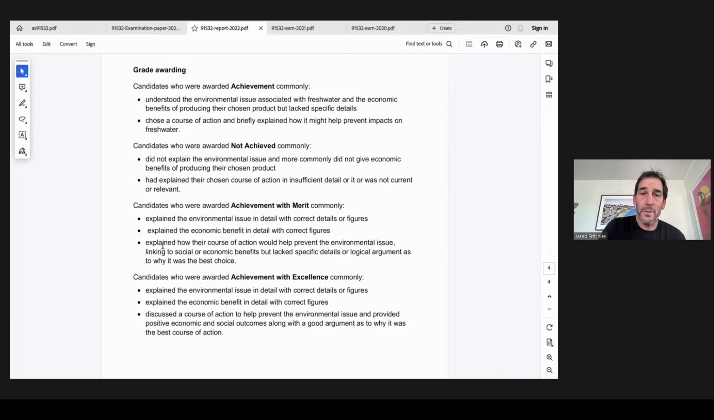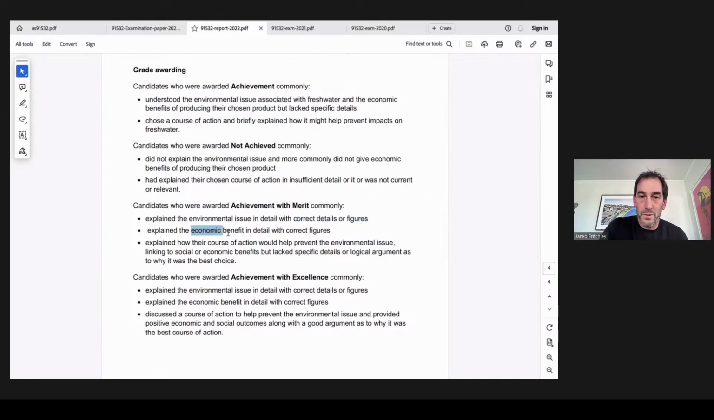Our merit candidate, they've got some correct details or figures. So they're not just rattling out some greenhouse gases. They know perhaps the biological way that the greenhouse gases were produced, or they know how the greenhouse gases perhaps cycle in nature. They've got some figures. This is our science part of the standard, and you've got some facts and figures there.